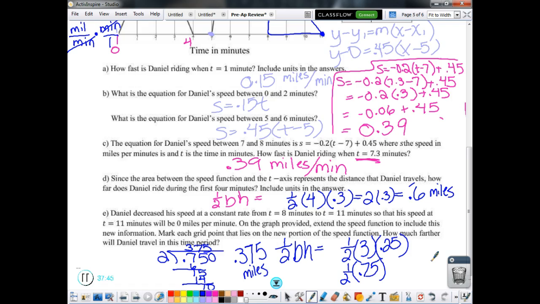Will we get points taken off if we don't add the units? Yes, you have to include your units. Okay? And they're asking for distance, right? So your distance is miles. Just look at what the question is asking for. If it asks for time, it should be minutes. If it asks for distance, it should be miles. If it asks for speed, it should be miles per minute. Right? It all depends on the graph. Okay, any questions? No, sir. Okay, good.